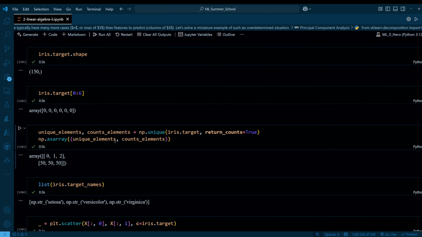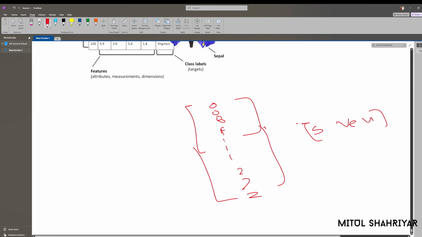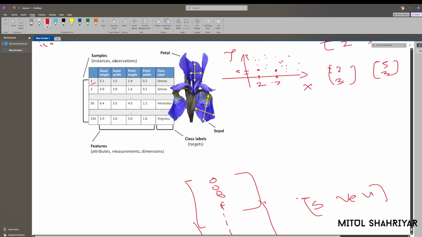Again, what it mentions here is we have 50 flowers which refer to 0, which is setosa. We have 50 flowers for versicolor maybe, and 50 for Virginica. We'll learn about it gradually, but this is what it means. That means we have 150 flowers in total: 50 for this, 50 for this, and 50 for this.